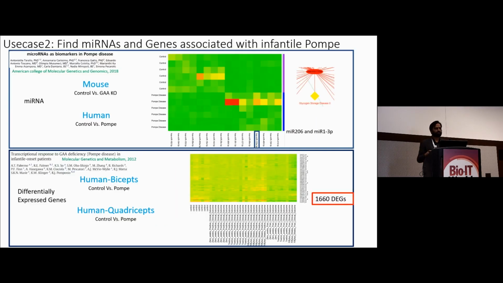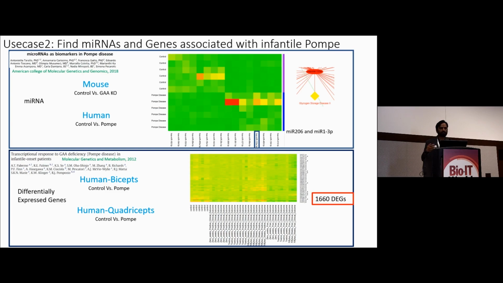Okay, for use case 2, I want to go into a use case which is a little bit more complicated than we started with. In this case, I'm trying to find microRNAs and genes associated with infantile Pompe. So as you can imagine, there are microRNAs, there are genes, and then a disease, right? So there are 3 different things that I'm looking into.